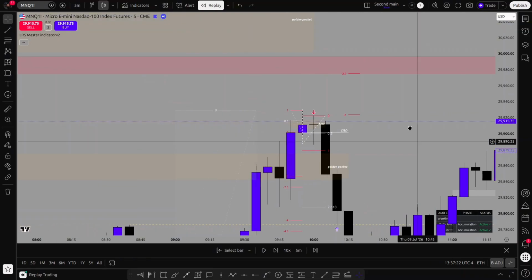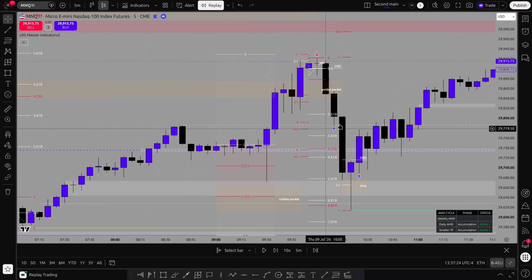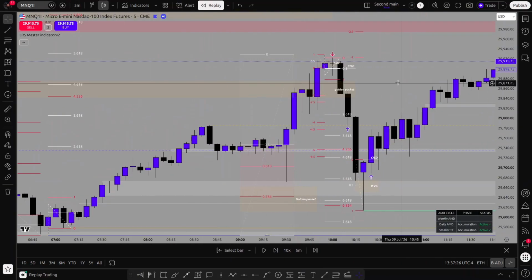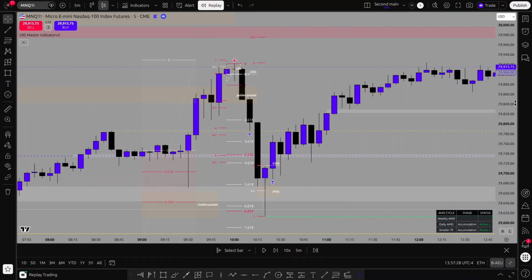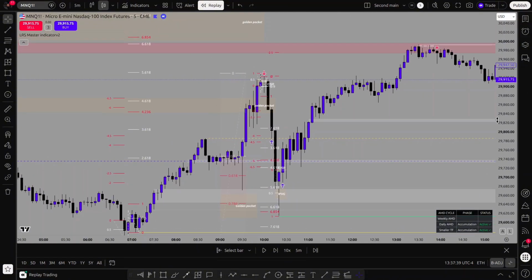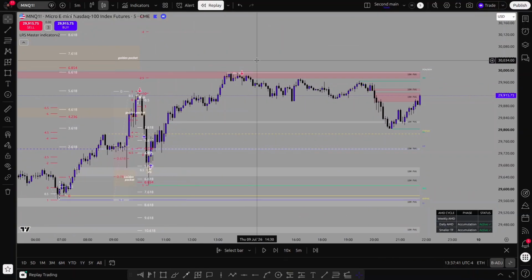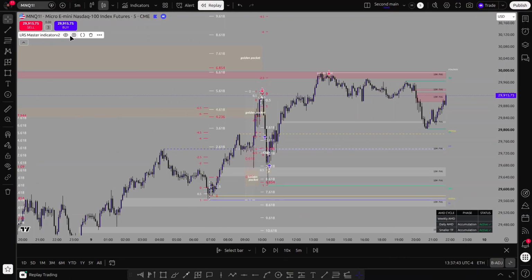So, let's look at the recap. Everything that I marked aligned with the market maker model. Let me remind you, let me refresh your memory in case you're not paying attention. Your technical analysis doesn't matter if it doesn't align with the market maker model. In this case, I have completely automated that for you.